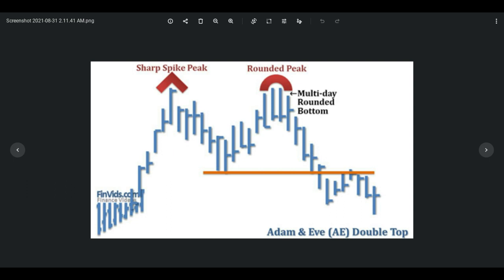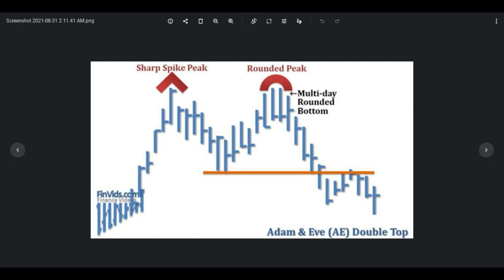And again, to measure this, you would measure the distance between the low and the two highs and subtract it from the breakout level. Right here, this is the breakout level. And boom.